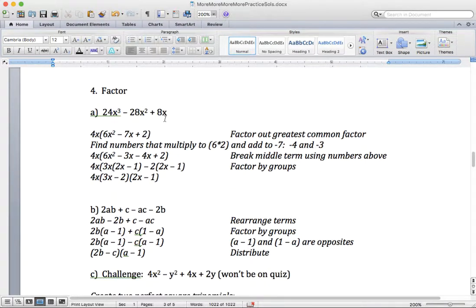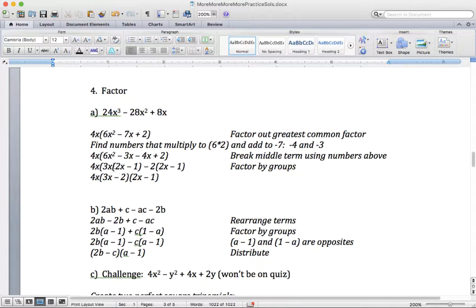Okay, factor. First thing we look for is common factor. We find that all of these can be divided by 4x, which gives us 4x times 6x squared minus 7x plus 2. We want to find numbers that multiply to 6 times 2, the 6 for the x squared coefficient times the 2. And these numbers should also add to negative 7. That gives us negative 4, negative 3.